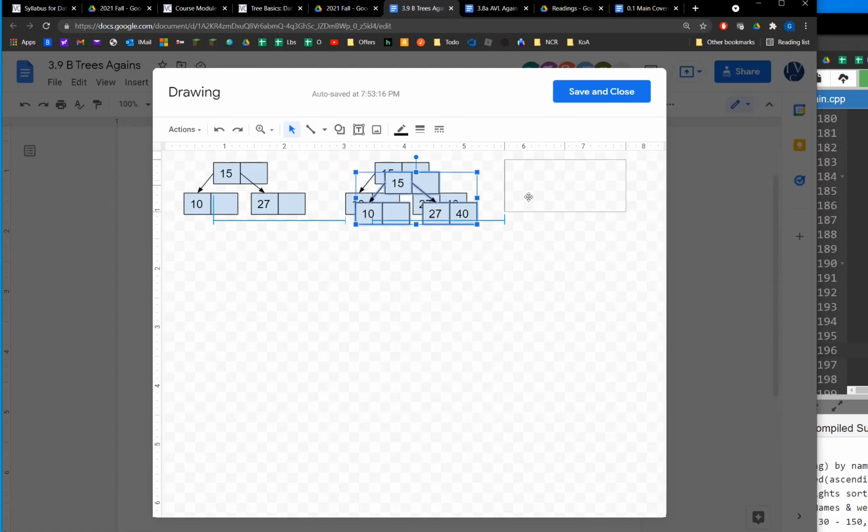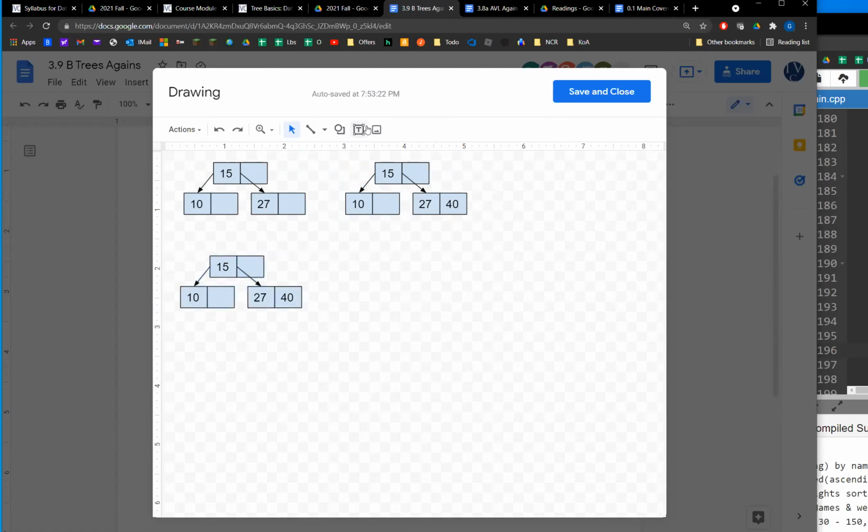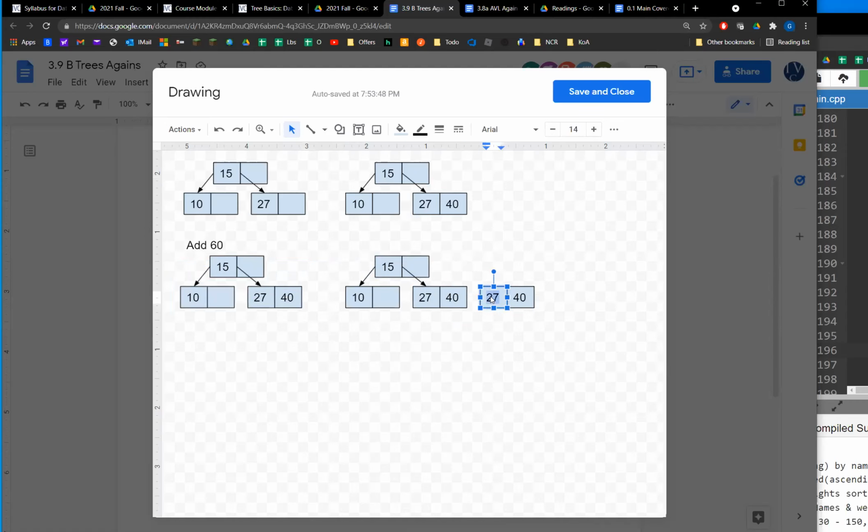We come along, want to add 60. Just like with 40, start at the root, greater than 15, find the leaf, we want to add to this leaf. This leaf does not have space. All right, so we're going to have to create a new leaf. We'll hold on to 60. And 40 is working its way up the tree.